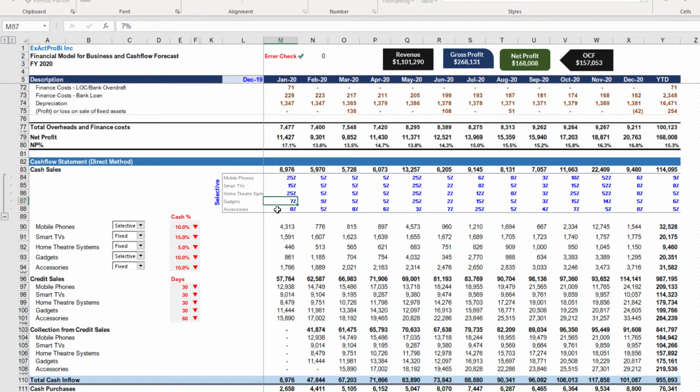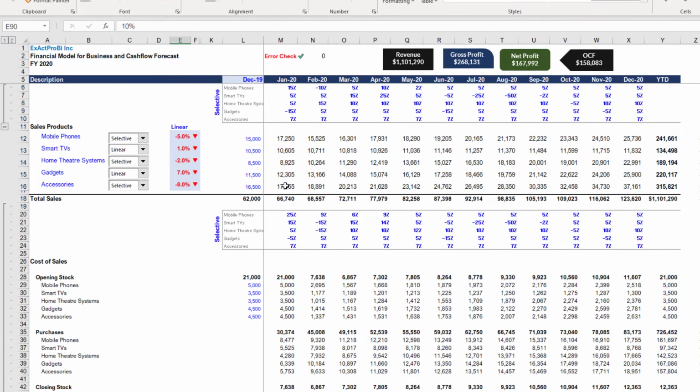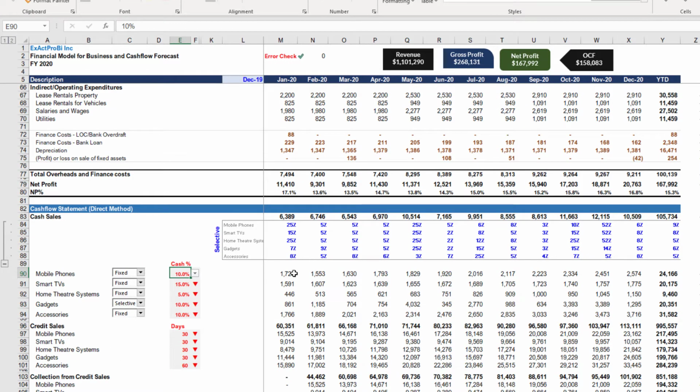So for each product, you can freely key in whatever cash sales you want, or you can choose to go with fixed, not linear. For example, if you choose fixed here, for the mobile phones, accessories and all these sales, 10% of the total sale would be cash sale. Whatever the total sale is, for example, in the month of January we had a sale of 70,250 for mobile phones. So I selected fixed and 10%, so 10% of the month's sale would be our cash sales. Same with the others.